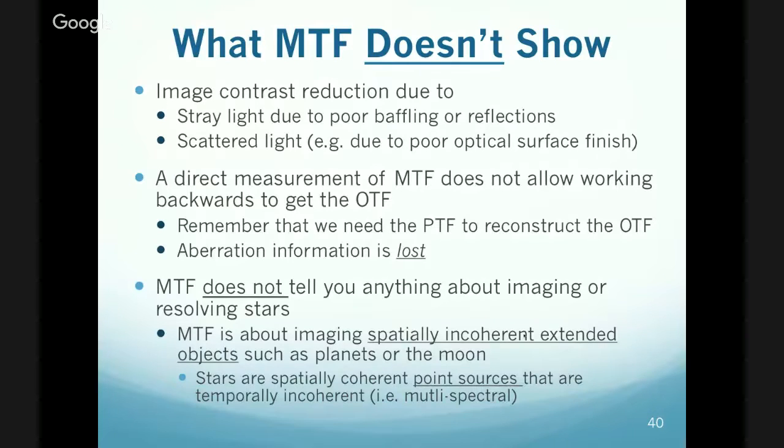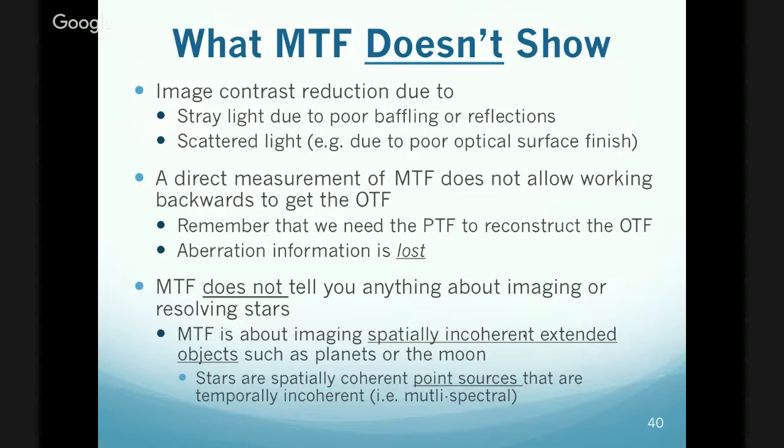And a direct measurement of the MTF doesn't allow working backwards to get the OTF. Remember, you need the PTF to reconstruct the OTF. So any information about what's wrong with your system is lost. So that's important to understand. And when you measure something with an interferometer and you calculate the MTF, you can look at the MTF and say, that's no good, I don't like it, and go back to the pupil and see, gee, something's out of alignment. This looks wrong. Whereas an MTF just shows you that there is something wrong. It doesn't show you really what it is.